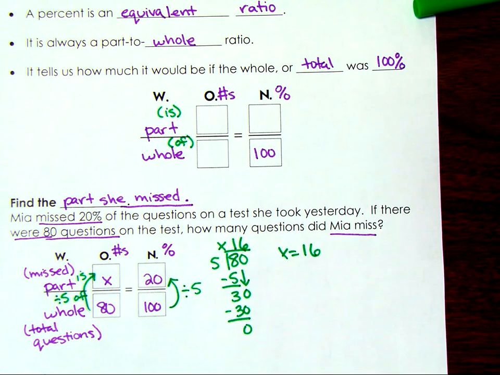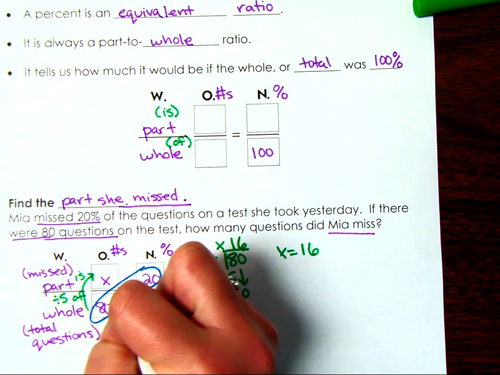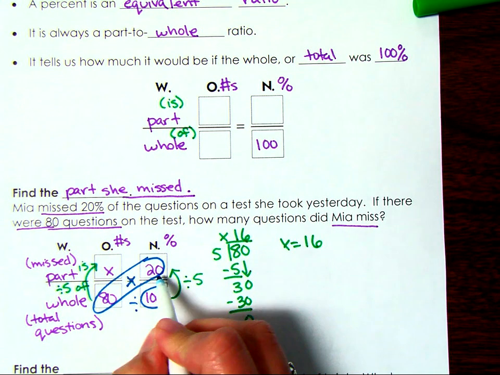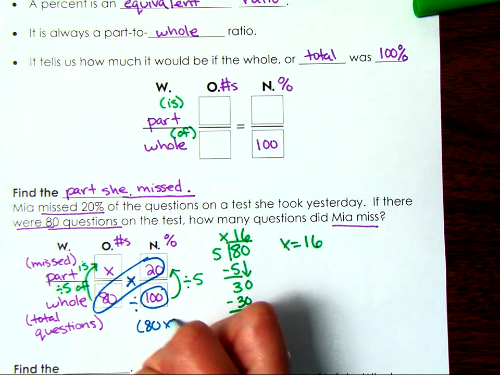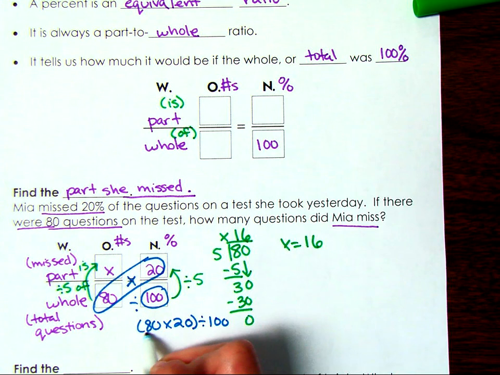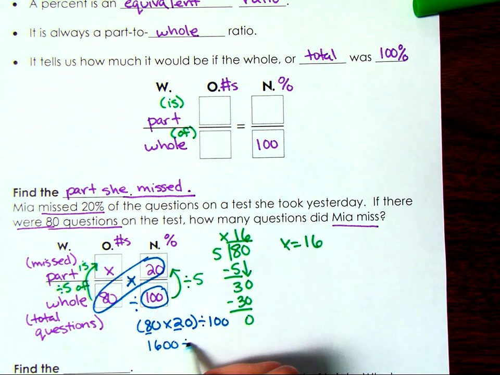Now, if you did not see it that way and you want to keep it consistent and cross multiply and divide, you would get the same answer. So 80 times 20 and then divide by 100. Well, 8 times 2 is 16, and then there's 2 zeros, so you can bring those down.